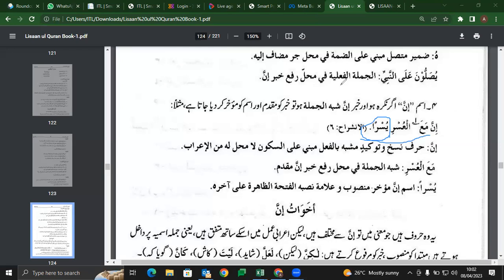But now we're seeing something else. We are seeing that the yusran, instead of coming right after inna, is coming after shibhu jumla. And we say this is possible because inna is nakira. That's the first thing that we knew. Because inna is nakira, this is allowed.